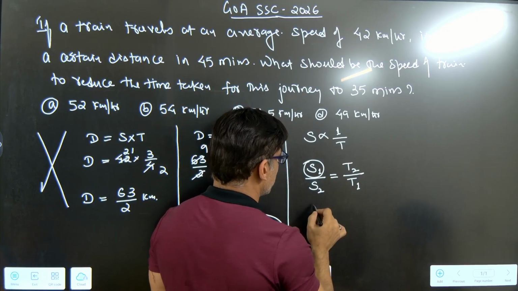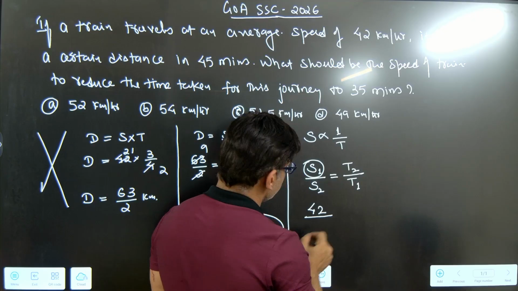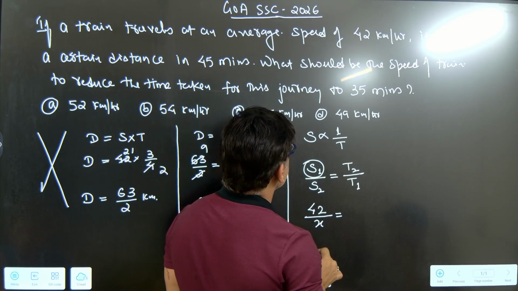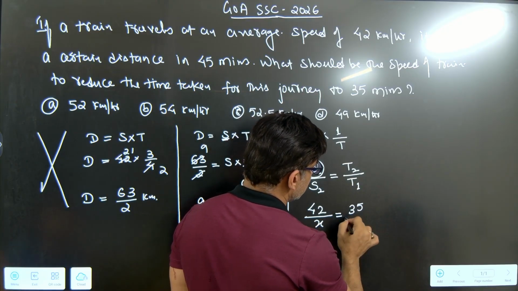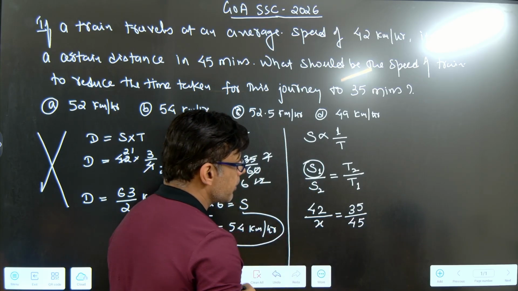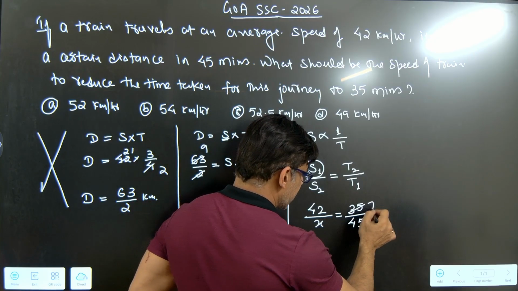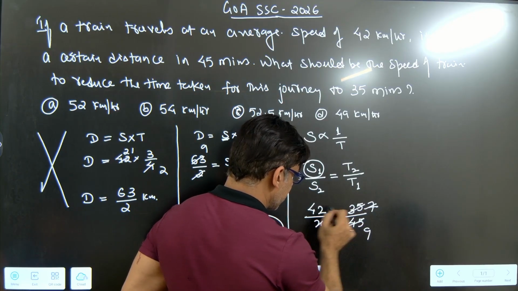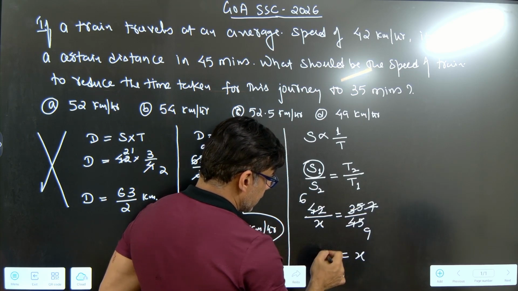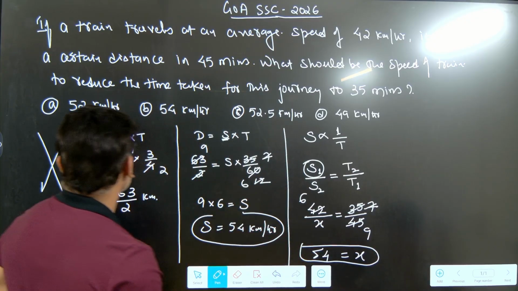Speed in the first case is 42. In the second case, you can take x. Time taken in the second case is 35 minutes, and in the first case it is 45 minutes. Minutes get cancelled, there is no need for conversion. 5 7s are 35, 5 9s are 45, 7 6s are 42, and take this x to that side. 9 6s are 54. So your speed is 54 kilometers per hour.